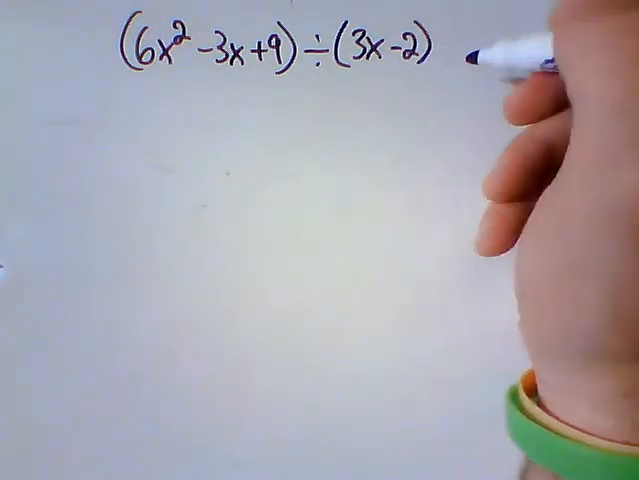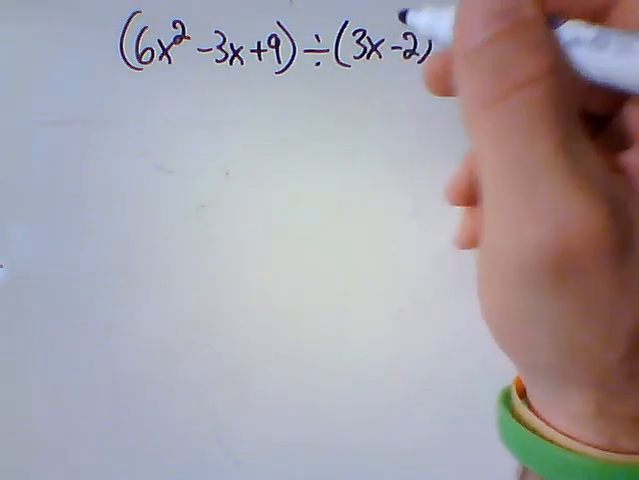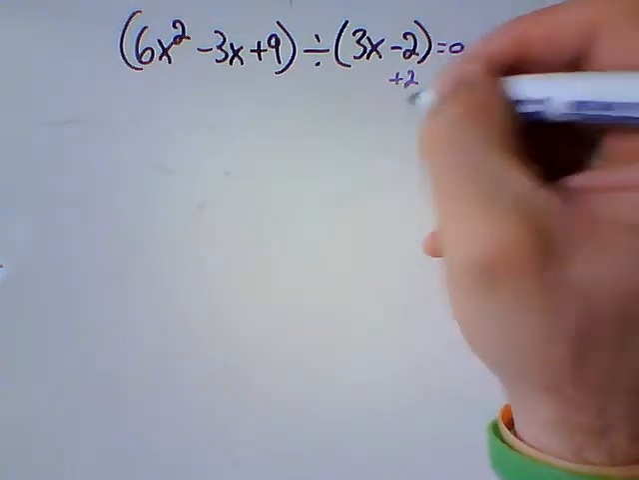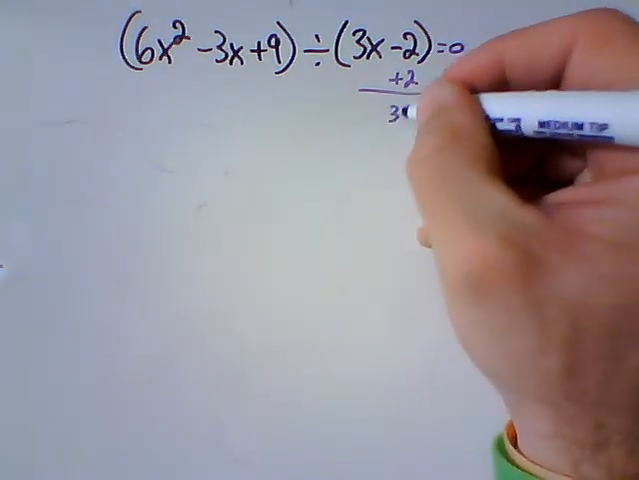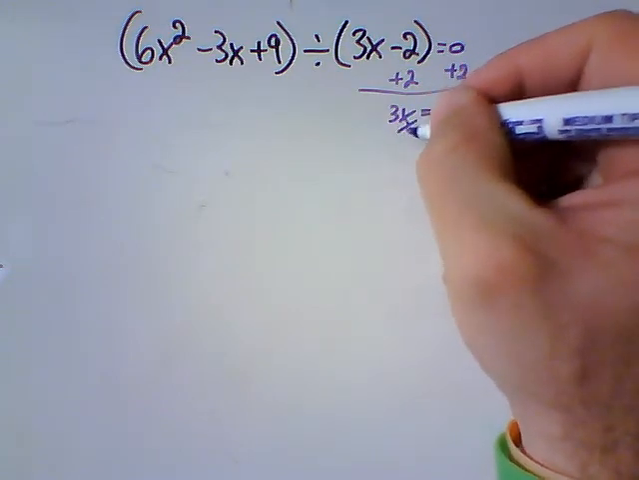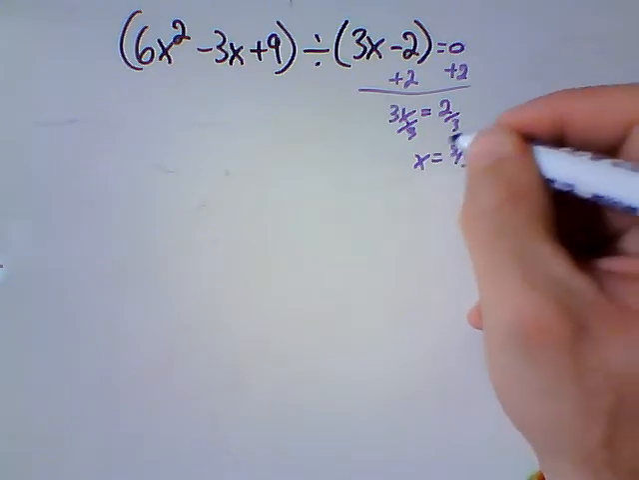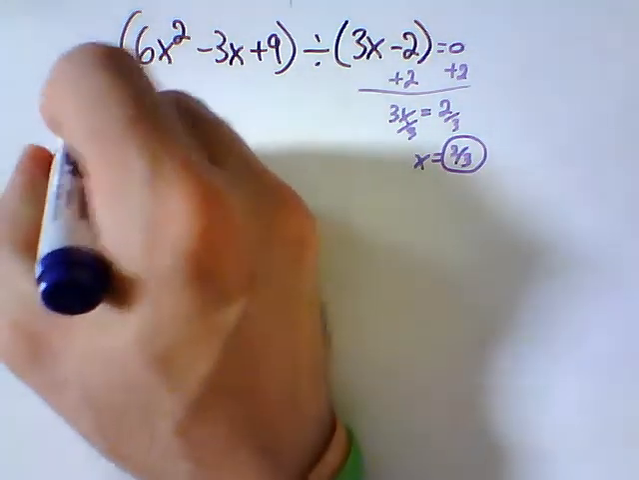Alright, so I'm going to start off by just jumping in, setting this guy equal to 0, and solving for him. So I add 2 to both sides. I get 3x equals 2. Divide both sides by 3. And I get x equals 2/3. That's going to go in my box over here.